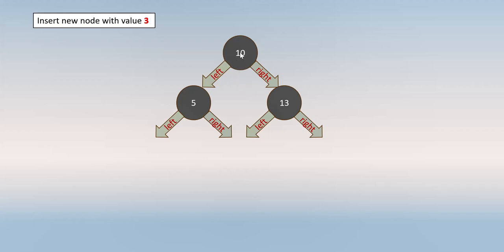Starting from the top, 3 is the new node value, and 3 is less than 10, so it will come on the left side. But on the left side we already have a node with value 5, so again we will compare. 3 is less than 5, right? So again we will go to the left side. Now here we don't have any node, so the node with value 3 will be inserted here. This is how the newly inserted node will look, and this is how our total tree will look.